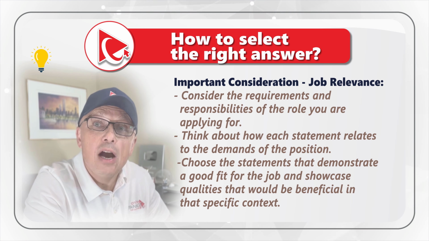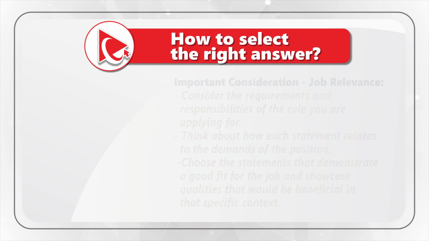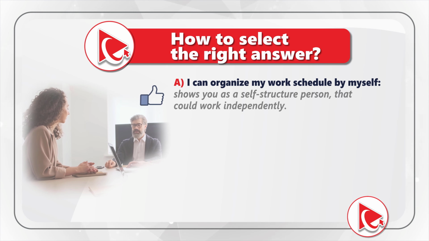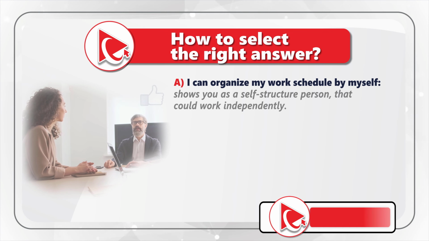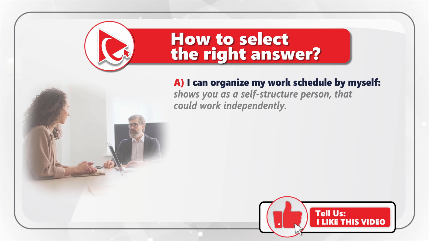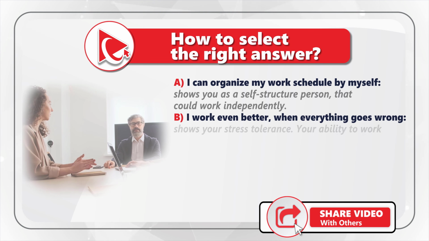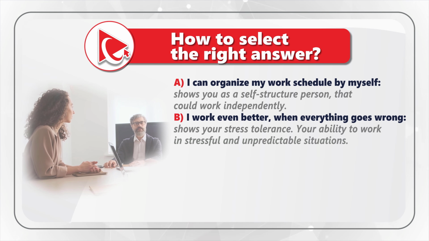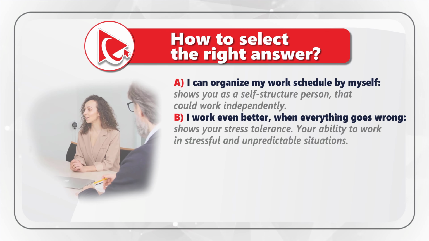Let's take a look at how you would select the right answer in the specific categories. Let's start by looking at the choice A. I can organize my work schedule by myself. If you choose this answer, it would show that you're a self-structured person that could work independently. Choice B. I work even better when everything goes wrong shows your stress tolerance, your ability to work in stressful and unpredictable situations.